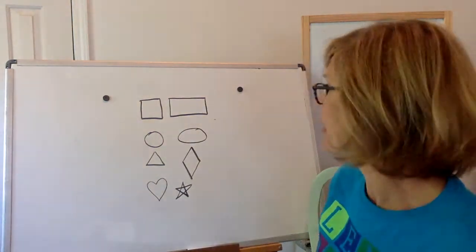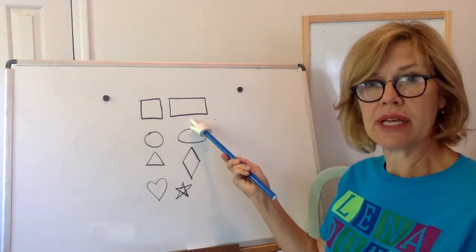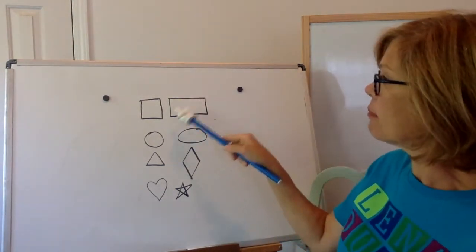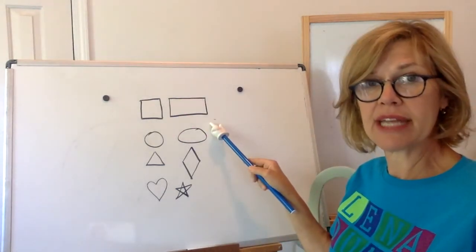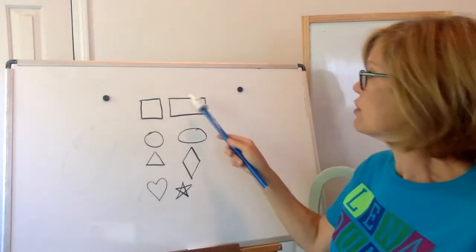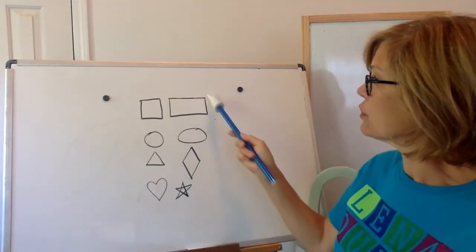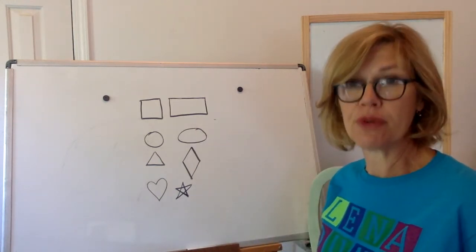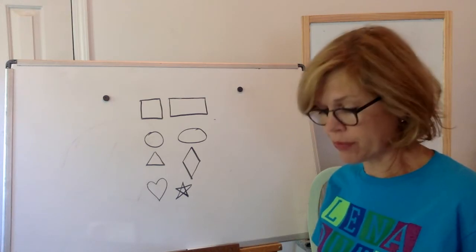Today we're going to talk about the rectangle. And a rectangle can have 2 sides that are longer. The top and the bottom sides of this rectangle are longer, and the shorter sides are on the side. So longer sides, shorter sides. It still has the same 4 sides, but 2 of them can be longer and 2 can be shorter.